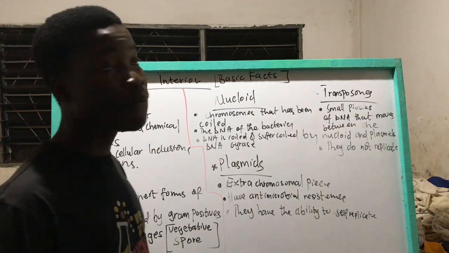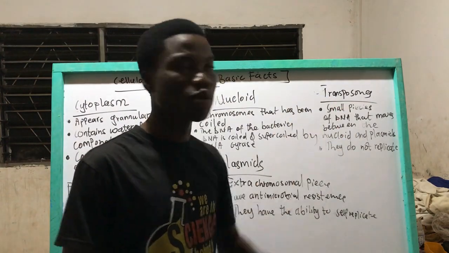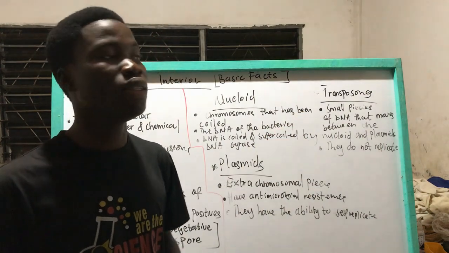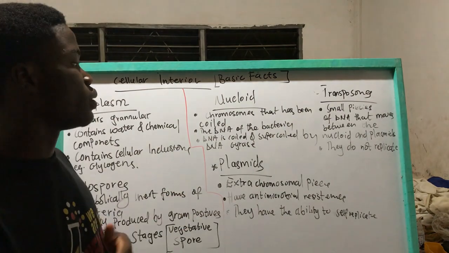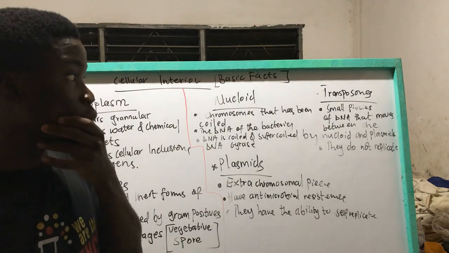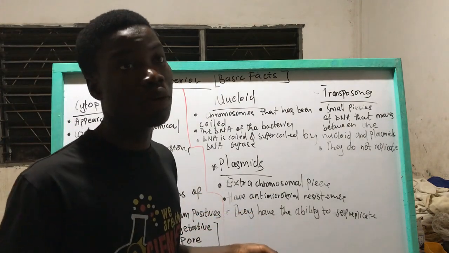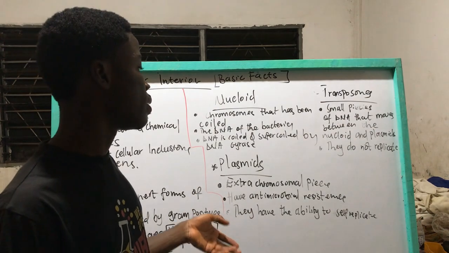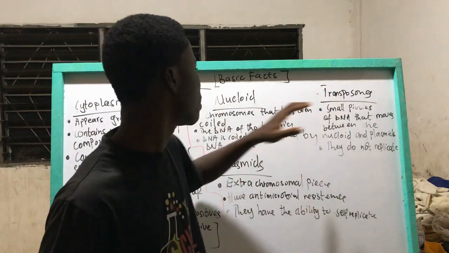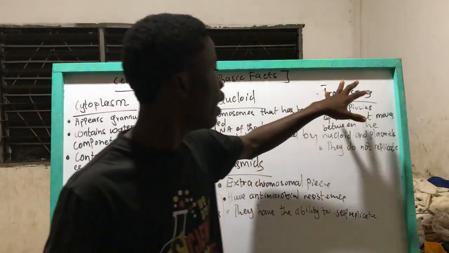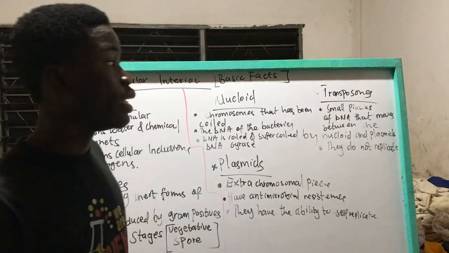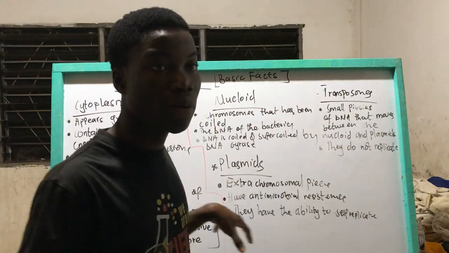Okay. Then finally we have the transposons. The transposons are actually small pieces of DNA and they move between the nucleus and then the plasmids, and they do not replicate. So unlike the plasmids, the transposons don't replicate. So you can see that these three structures, the nucleoid, the plasmids, and then the transposons, they are all made up of DNA, and they are all like a genetic component of the bacteria.